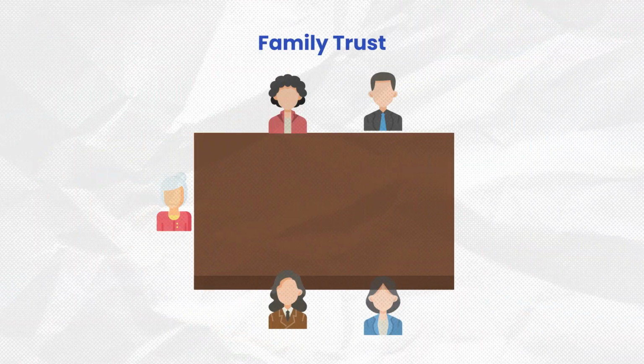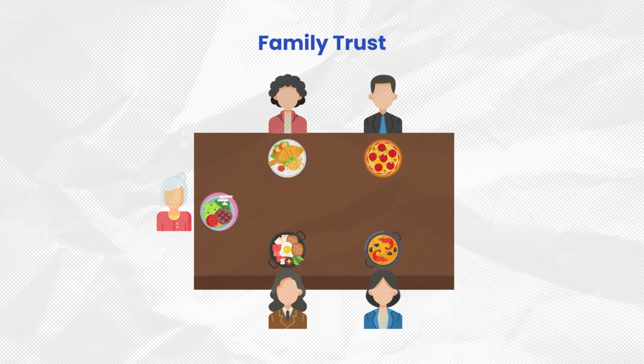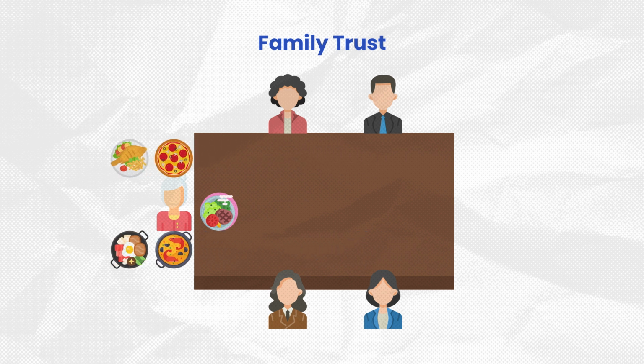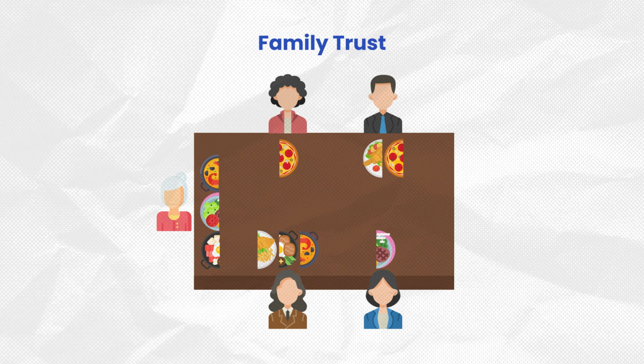Next up, switching gears to a family trust. Think of it like a family potluck dinner. Everybody brings something to the table, but there's one person, maybe grandma or Uncle Bob, who decides how the dishes are shared out. In a family trust, it is usually the trustee who plays that role as a controller of the trust, determining how the income gets distributed to the beneficiaries.